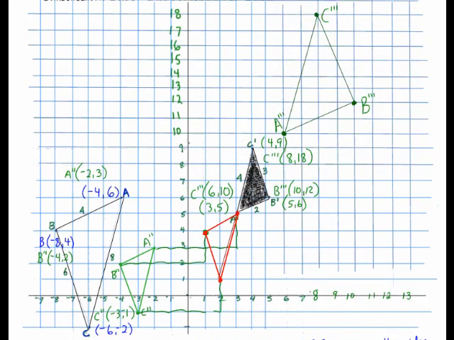I've dilated the figure, now I'm ready to translate it. Choose your closest point. We're going to need to move it to the left and down. So I'm going to move or translate A'' to A. So I'm going to count 0, 1, 2, 3, 4, 5, 6, 7, 8, 9, 10 to the left, 1, 2, 3, 4 down. Pause the video and translate your triangle.